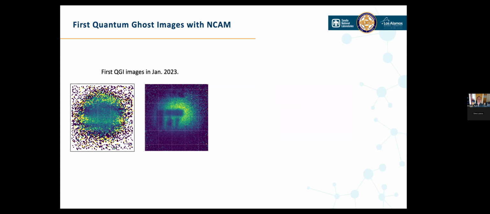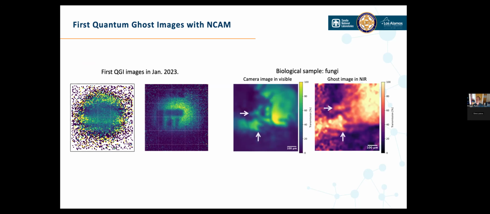It didn't look like much. But then after a while, we got better at it and started actually looking at real samples that had real interest. So at first we did do some biological imaging, just fungi. There's not a whole lot going on here. This is just kind of an equivalent black and white. Where is the fungus growing on the slide and where is it not? And it pretty well matches up with what we see in a visible image.